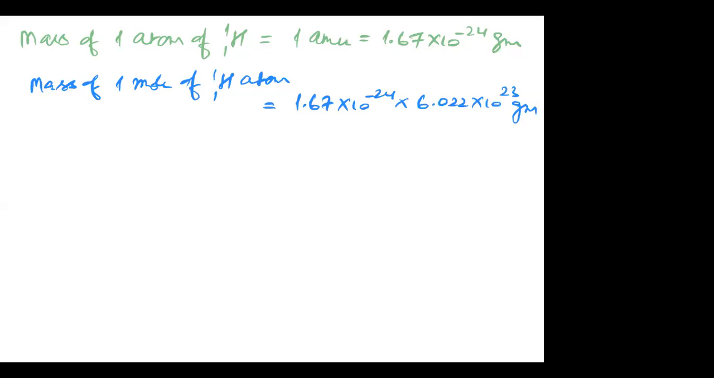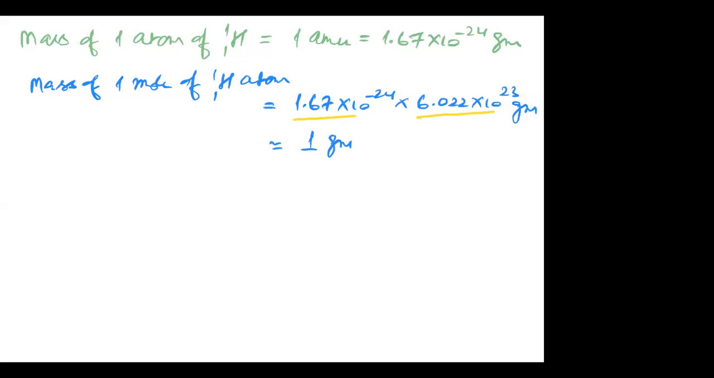You will be surprised to know this comes out to be precisely 1 gram if you take the exact value of AMU and the exact value of Avogadro number. So if you see, these two numbers are found to be reciprocal of each other. Their multiplication is found to be 1.